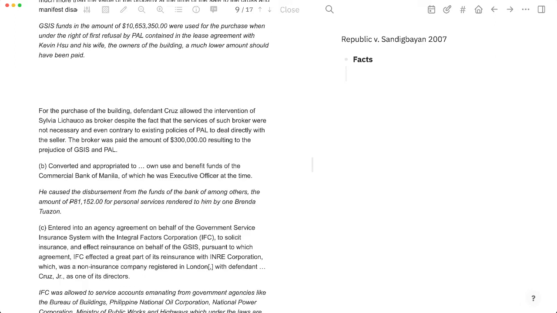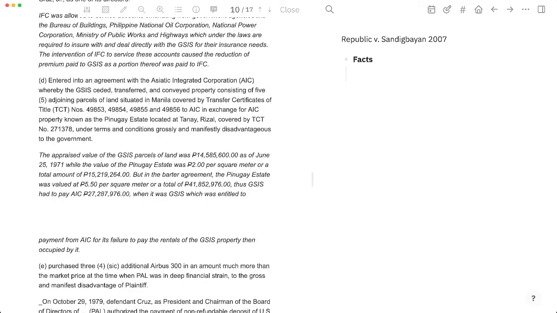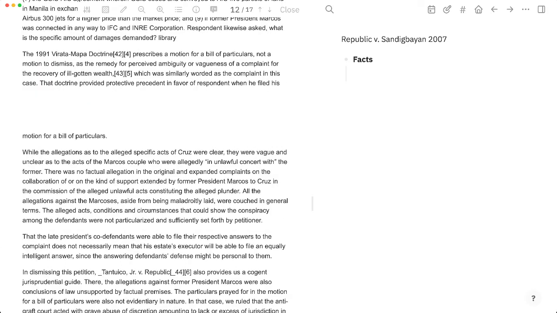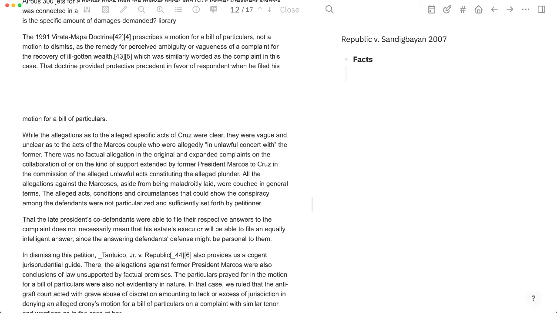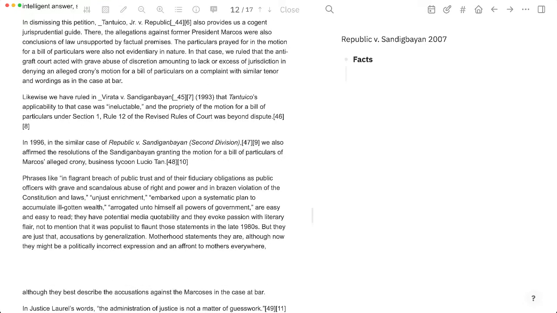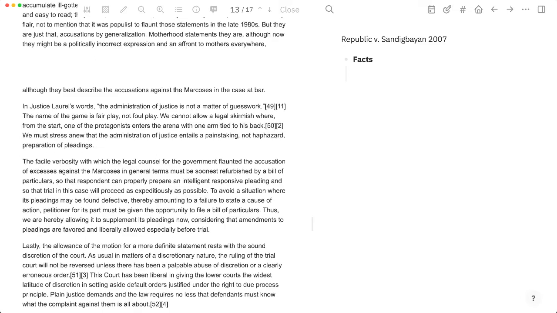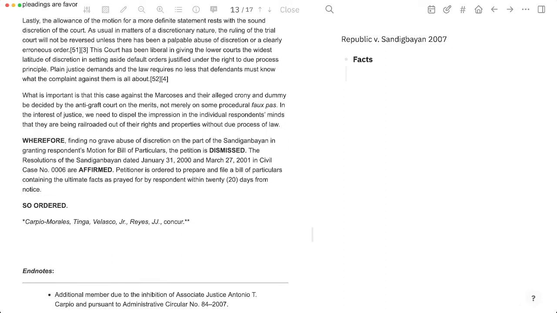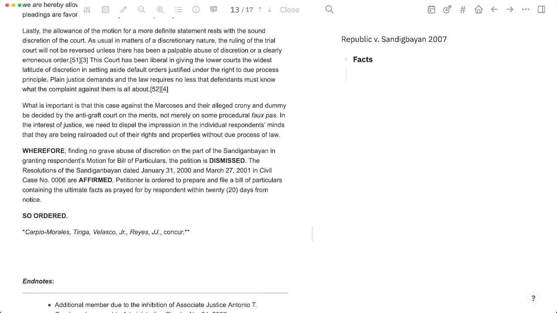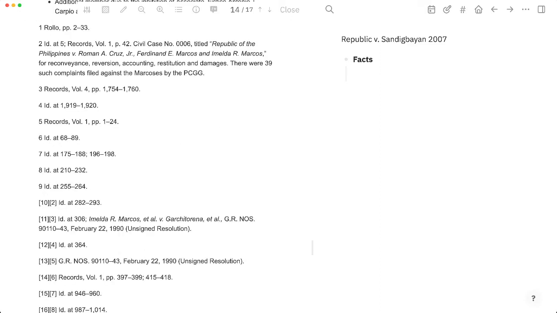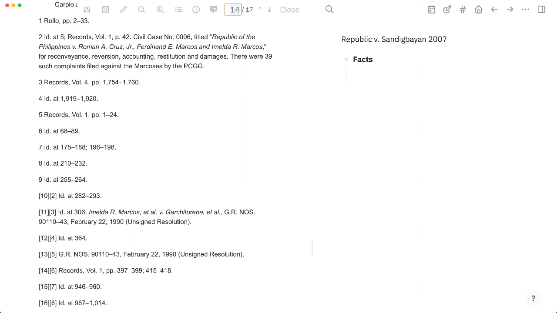Actually, kung tutusin natin, mahaba ito, no? 17 pages. Isipin natin, if I'm going to read it one by one, parang ma-overwhelm talaga. I'm just scrolling, okay? So hanggang 13 pages lang for all the, kasi itong mga other 14 to 17, ano na to, mga footnotes, references.